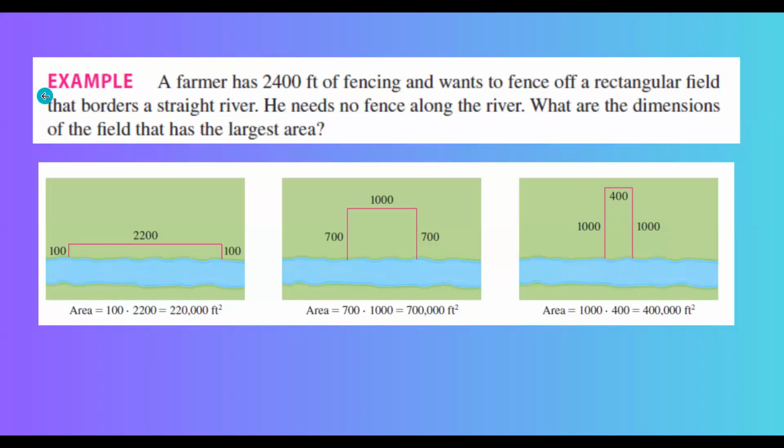Another optimization problem for you. A farmer has 2,400 feet of fencing and wants to fence off a rectangular field that borders a straight river. He needs no fence along the river. What are the dimensions of the field that has the largest area?